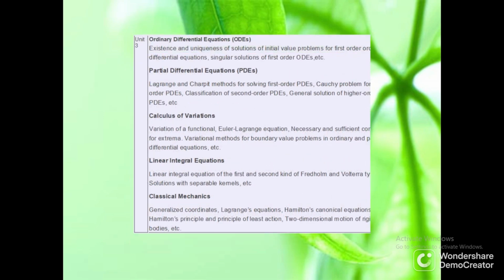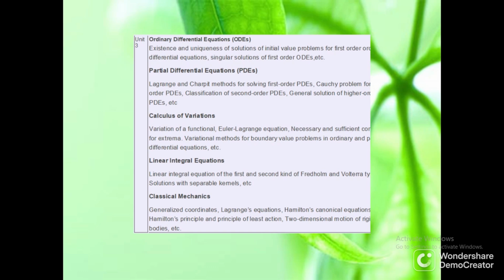Very important, students can very easily solve ordinary differential equations. The existence and uniqueness theorem for initial value problems, first order differential equations, singular solutions, partial differential equations, the Lagrange and Charpit method for solving first order partial differential equations, the Cauchy problem for partial differential equations, classification of second order partial differential equations, and general solutions of higher order PDEs.